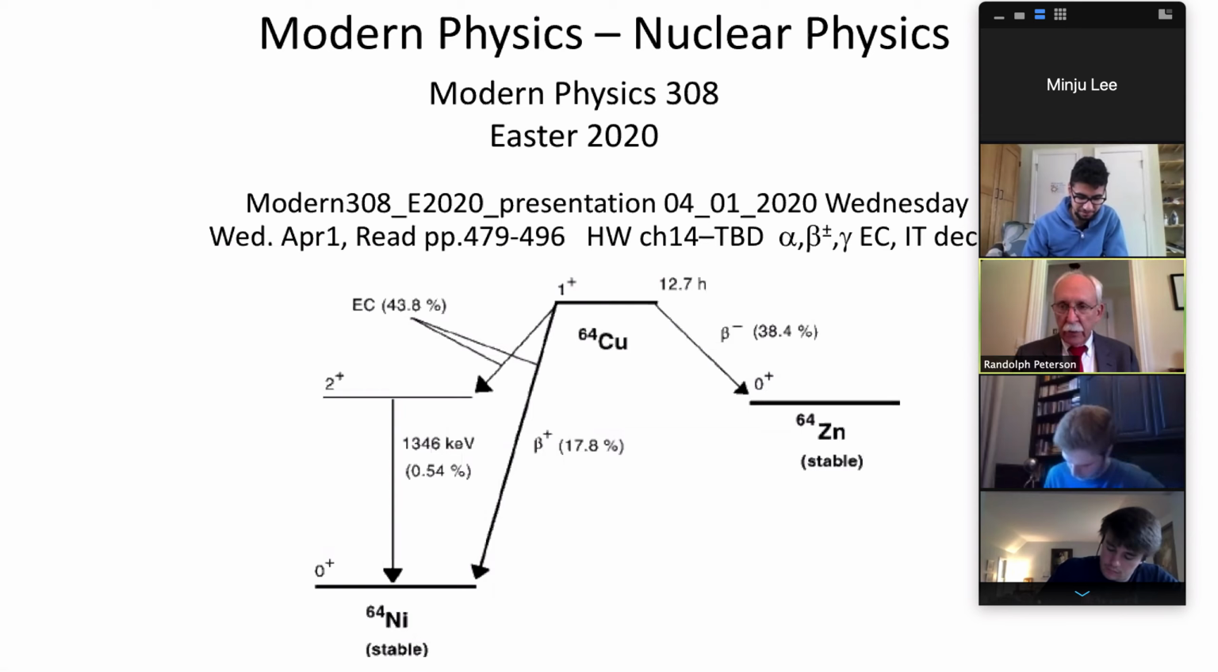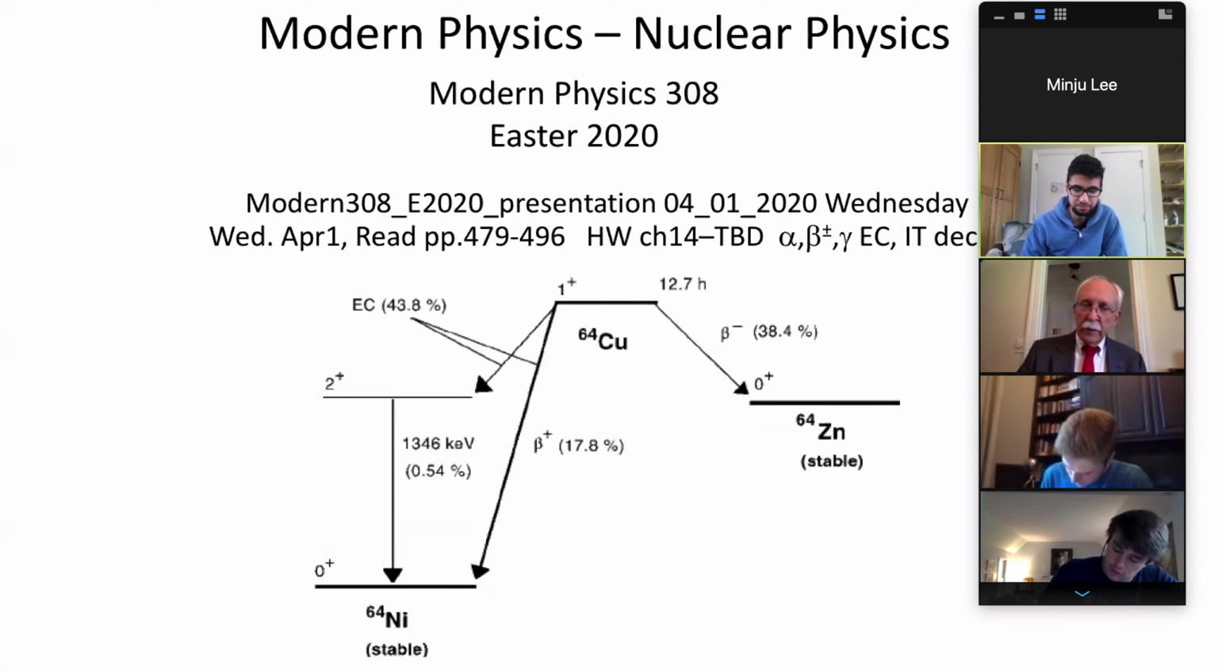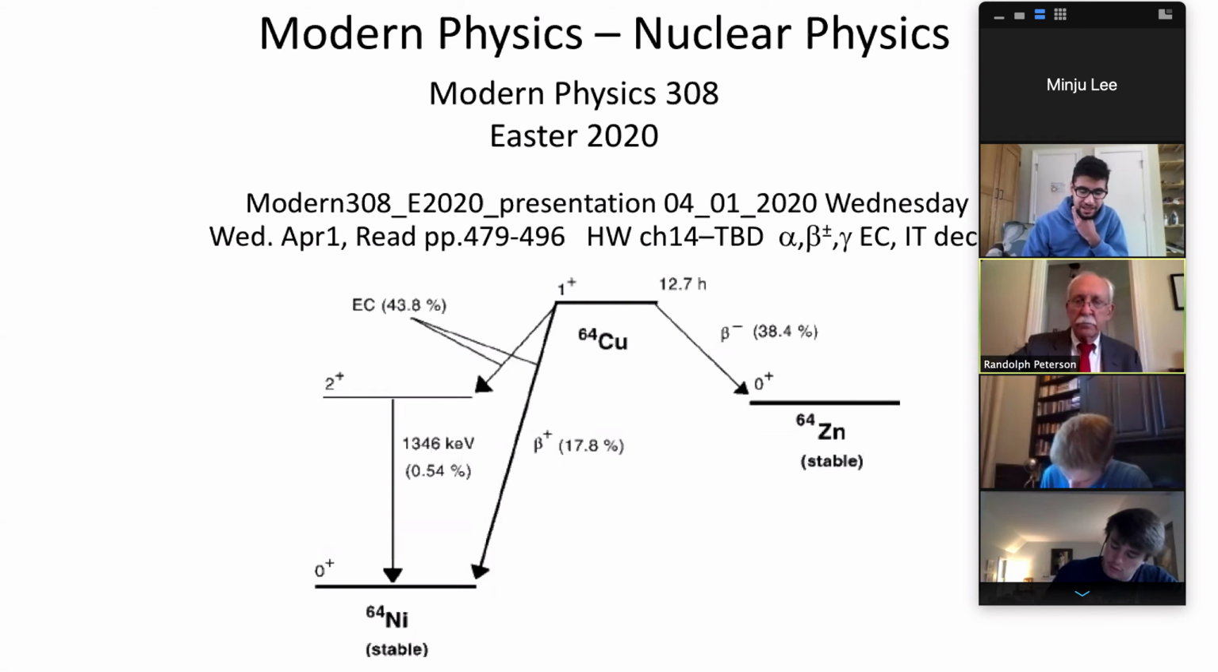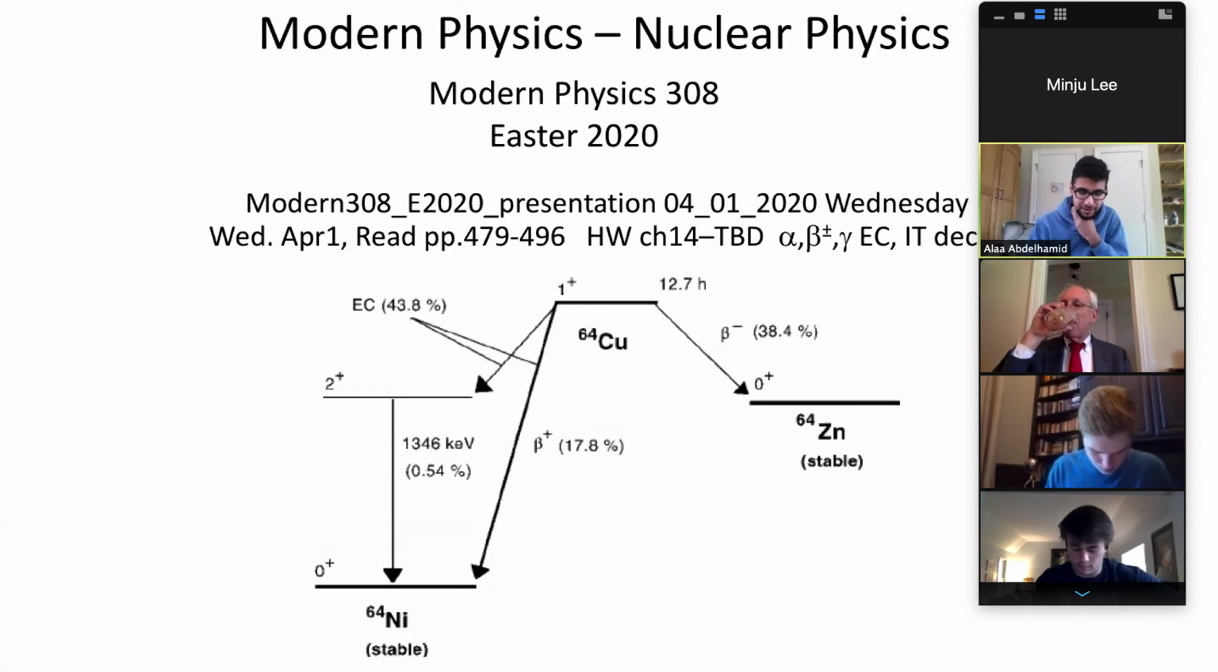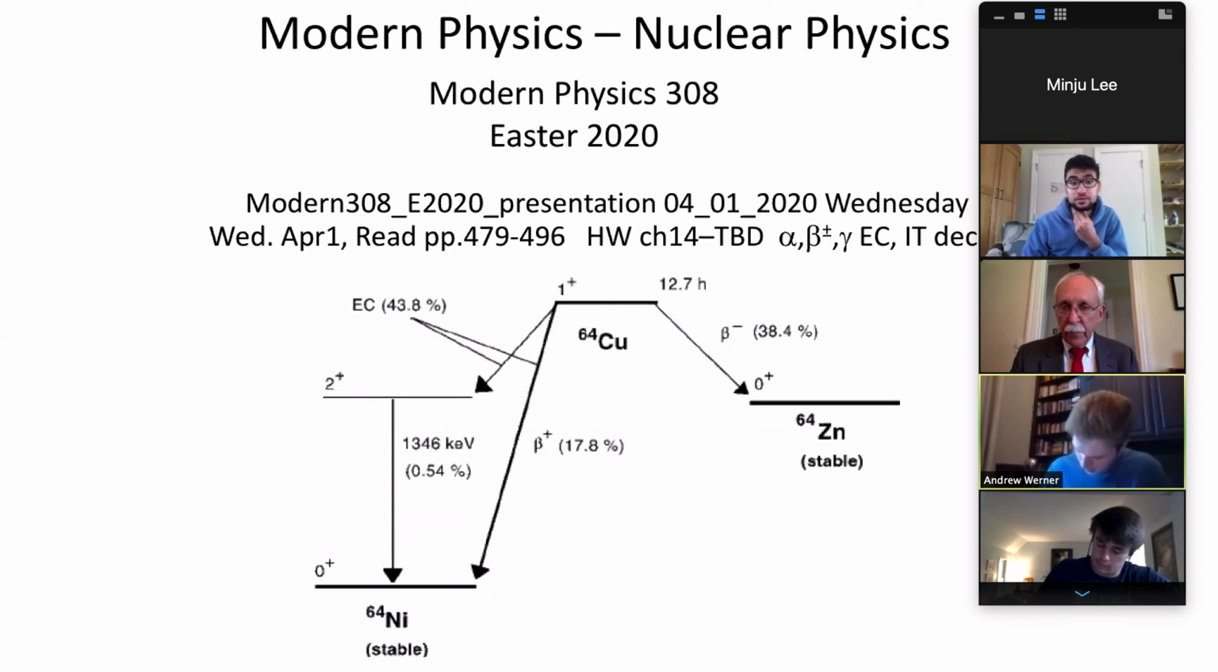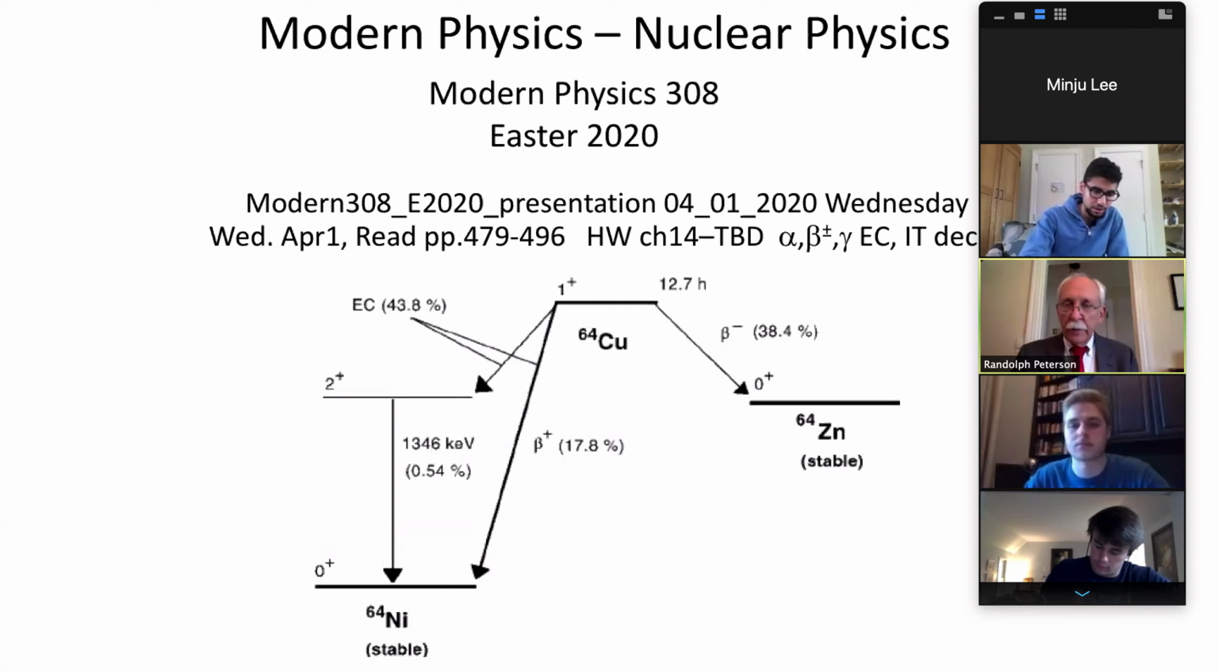Okay, is that what the rest of you got? 1.5 times 10 to the negative 5. Per second. Yeah, per second. Yes, sir. All right. So let's say you've got 64 grams of copper 64. What's its activity?